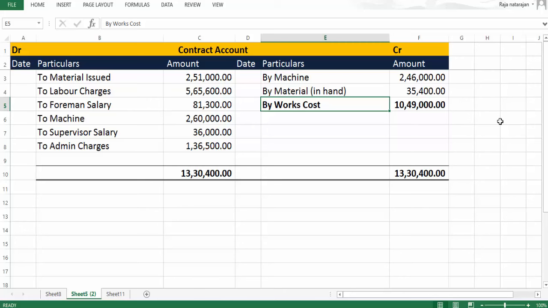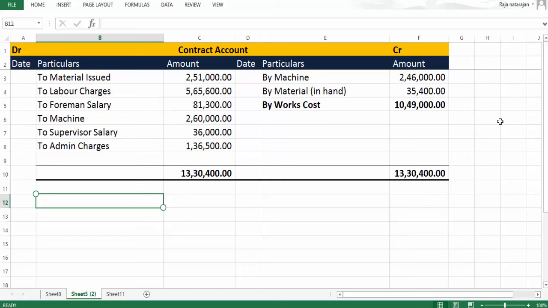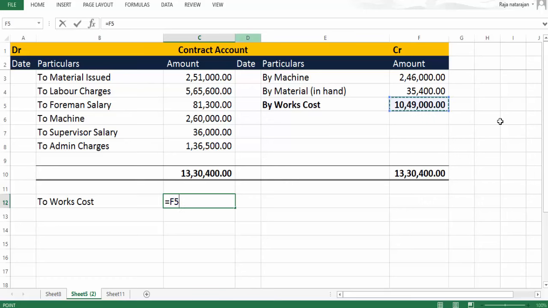So what I'm going to do, I'm going to transfer this works cost from this contract account in stage 1 to stage 2. So here I'll say I'll carry forward, I'll say to works cost. I'm just doing this for facilitating the calculation. That's it. Okay. So the cost of work done so far is 10,49,000.